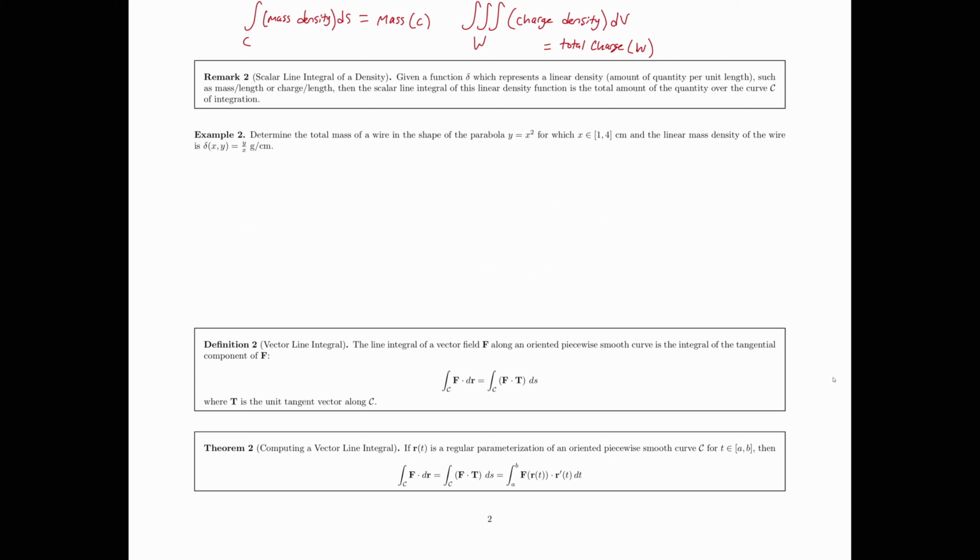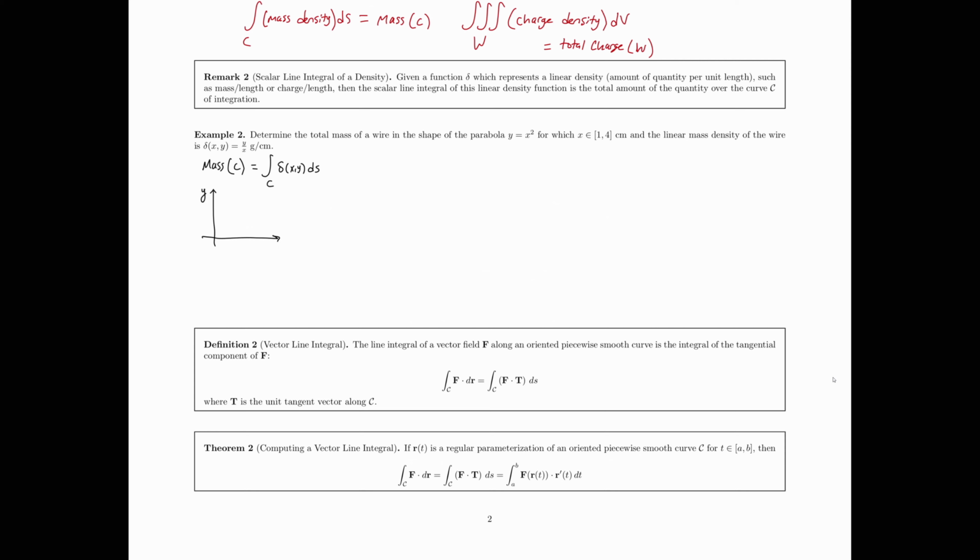So that's exactly what's going to happen here. We're given the mass density, and we want to calculate the total mass. So ultimately what we want to do here is calculate the mass of our wire. Let's say the wire is, we're going to call it C since the wire represents a path. This would be the integral over C of the mass density function, ds. So let's go ahead and chip away at this.